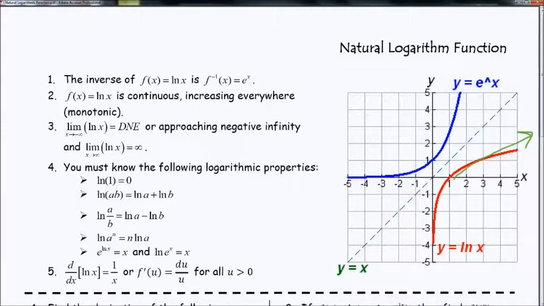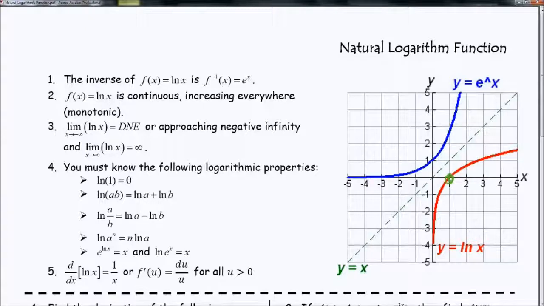And so you must know the following log properties. Ln of 1 is 0, so the y-coordinate at 1 is 0. Ln of a times b is equal to ln of a plus ln of b. Ln of a divided by b is ln of a minus ln of b. Ln of a to the n is equal to n ln of a. And e to the ln of x is x, and ln of e to the x is x.